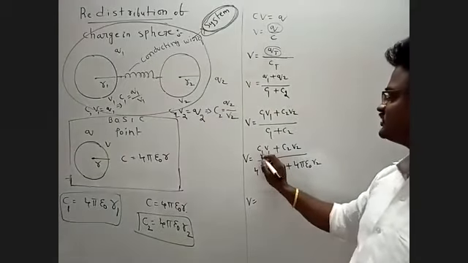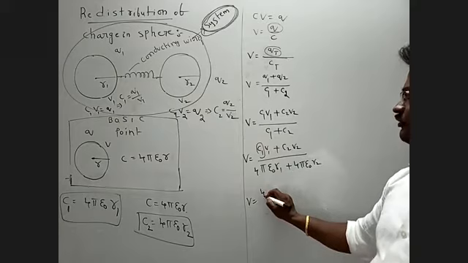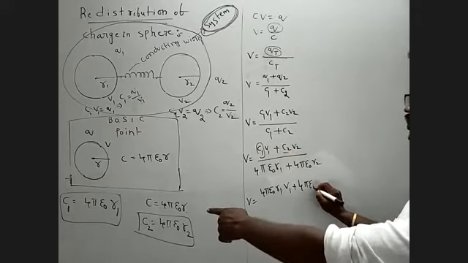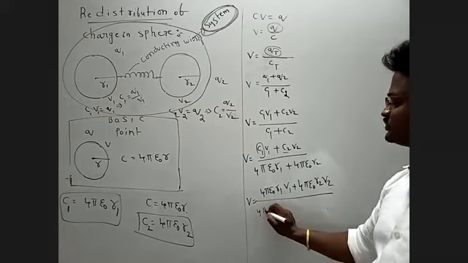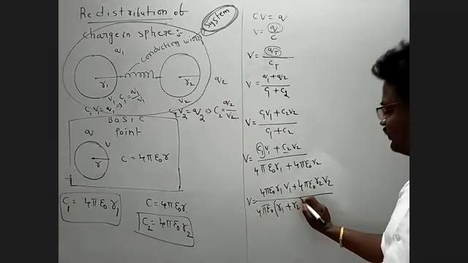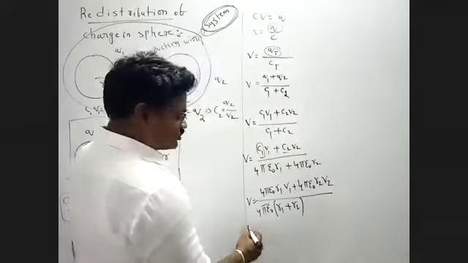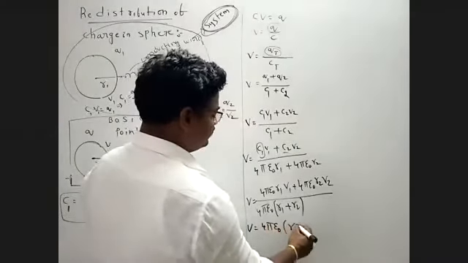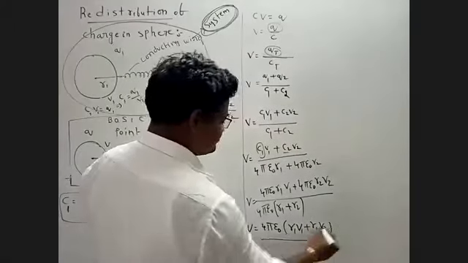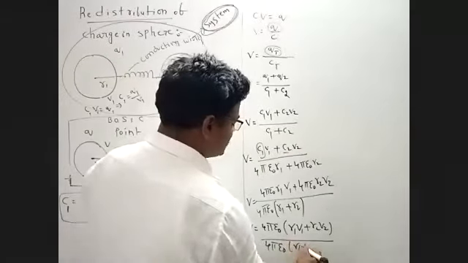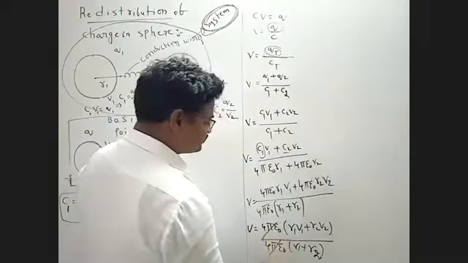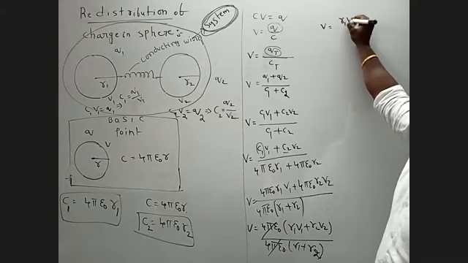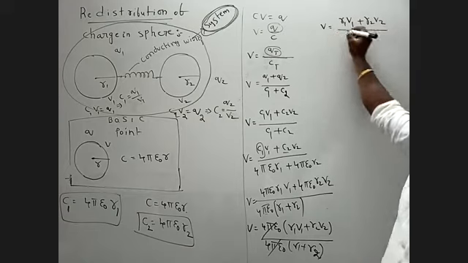So V is equal to (4 pi epsilon naught R1 V1 plus 4 pi epsilon naught R2 V2) by 4 pi epsilon naught (R1 plus R2). Taking 4 pi epsilon naught common, the 4 pi epsilon naught terms cancel each other. So V is equal to (R1 V1 plus R2 V2) by (R1 plus R2).